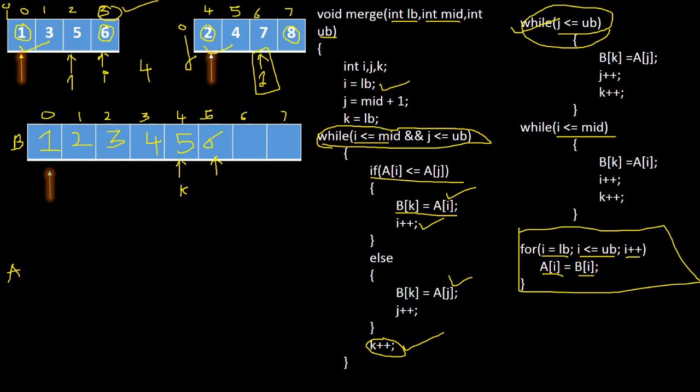So what do we have to do? We have to copy all the elements of the j part into this b array, right? So what we do? b of k is equal to a of j, and we increment j plus plus, and we also increment k plus plus, and this 7 will be copied here. Again this will check j is less than or equal to ub. Yes, now j is pointing to 7, and hence we also have to copy the 8 here. And then j plus plus, now j is not less than or equal to ub, this condition is false. I is also not less than or equal to mid, this condition is also false, and this for loop will execute to copy all the elements of your b array into this a array, right?